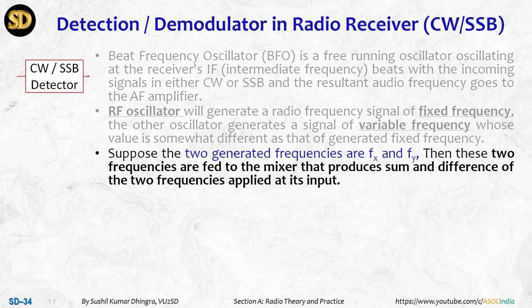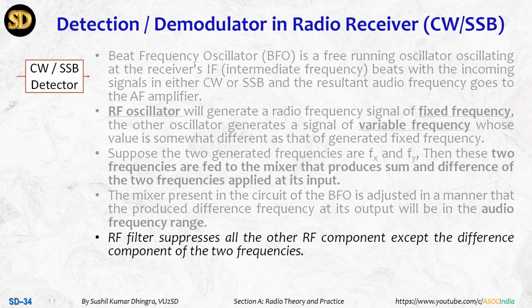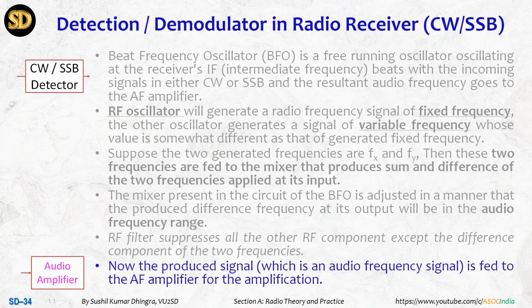A mixer produces the sum and difference of the two input frequencies. The mixer present in the BFO circuit is adjusted in such a manner that the difference frequency produced at its output will be in the audio frequency range. The output after the BFO in the detector stage will be an audio frequency, the audio Morse code tone. And the RF filter suppresses all other RF components except the difference of the two frequencies, the audio tone. So there is a filter also to eliminate everything other than audio frequencies.